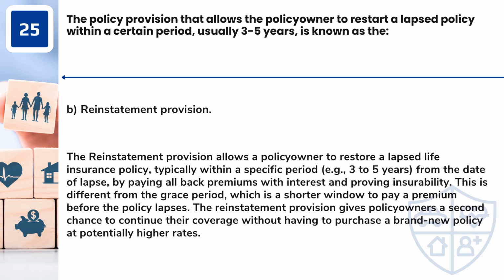Answer: B. Reinstatement provision. The reinstatement provision allows a policy owner to restore a lapsed life insurance policy, typically within a specific period, for example 3 to 5 years, from the date of lapse, by paying all back premiums with interest and proving insurability. This is different from the grace period, which is a shorter window to pay a premium before the policy lapses. The reinstatement provision gives policy owners a second chance to continue their coverage without having to purchase a brand new policy at potentially higher rates.